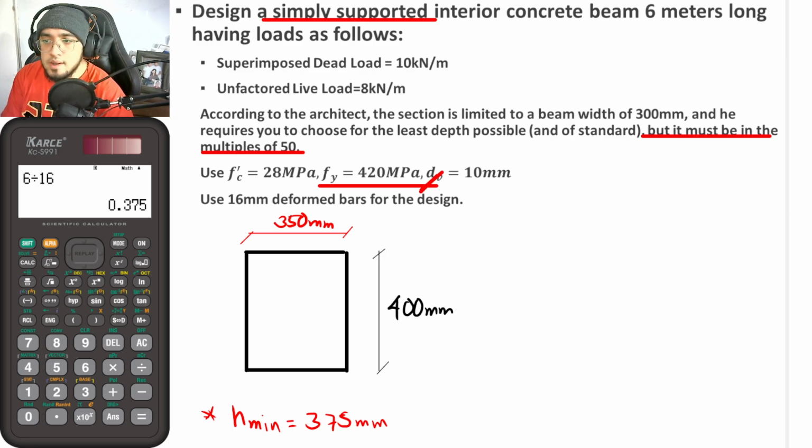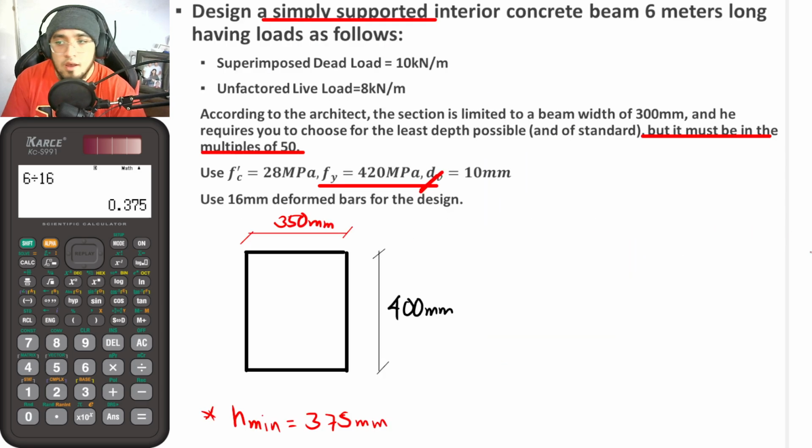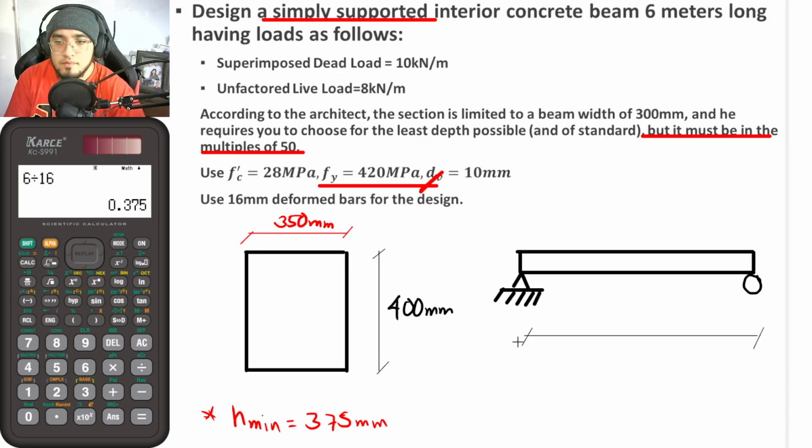Okay, so next up, since we already know our trial section, we would now be estimating the loads. So if I am to draw the beam here, let's suppose that this is now our beam. And of course, it is simply supported as seen above. So suppose that this is hinged, and this one here is a roller. And for its total length, that is now equal to 6 meters.